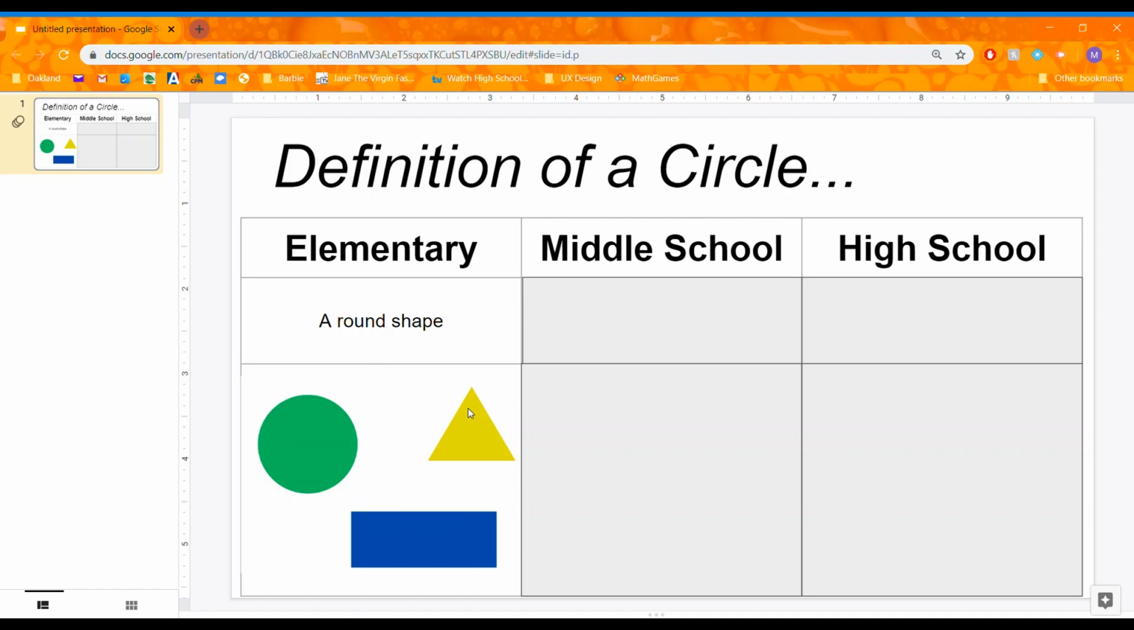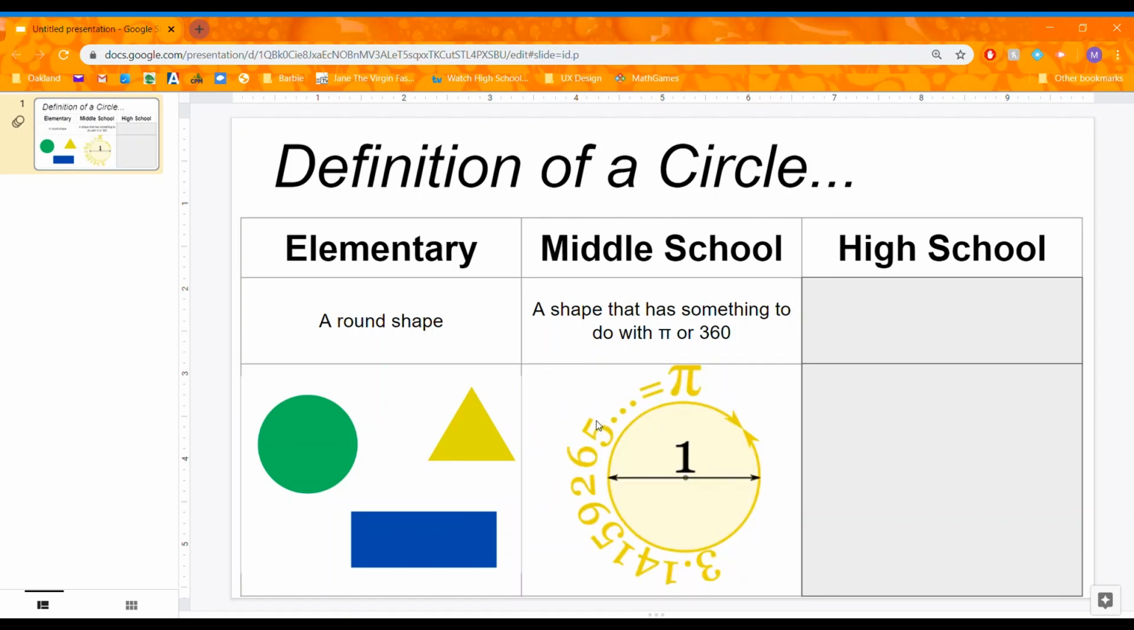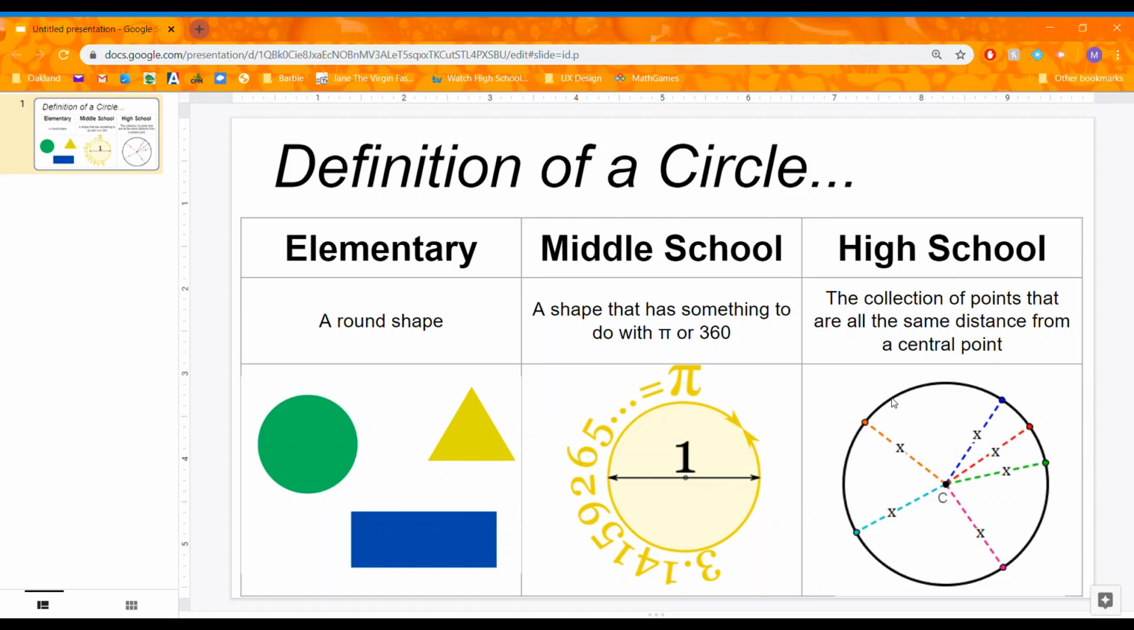When you moved up into middle school, you might have defined a circle as a shape that had something to do with pi or 360. Once you got to high school, you now have a new definition for a circle. And that definition is the collection of points that are all the same distance from a central point. So what are the implications of this definition?